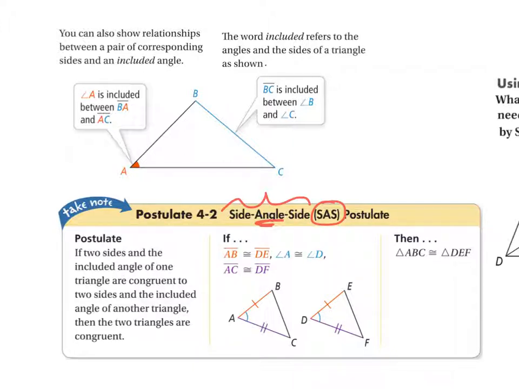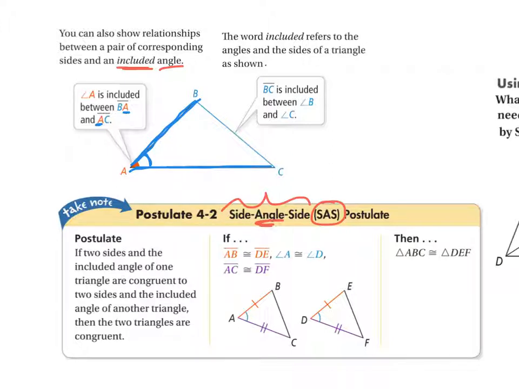So a couple of things. We need to know what is meant by the included angle. The included angle means that if I'm dealing with this line segment BA and this line segment AC, then A is the included angle. Notice that A shows up in both of those names. It's the angle that is between those 2 sides.